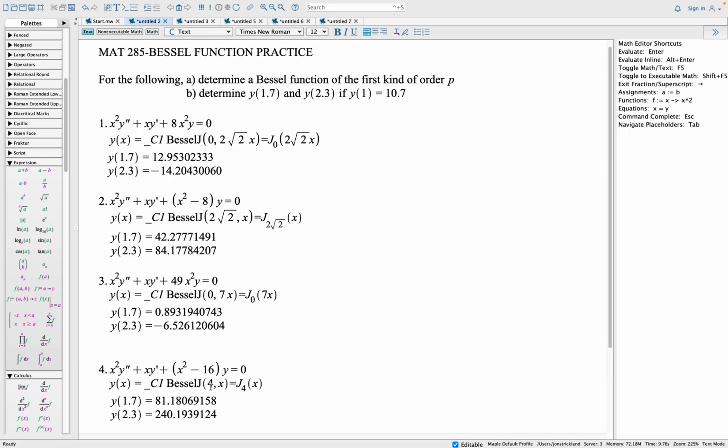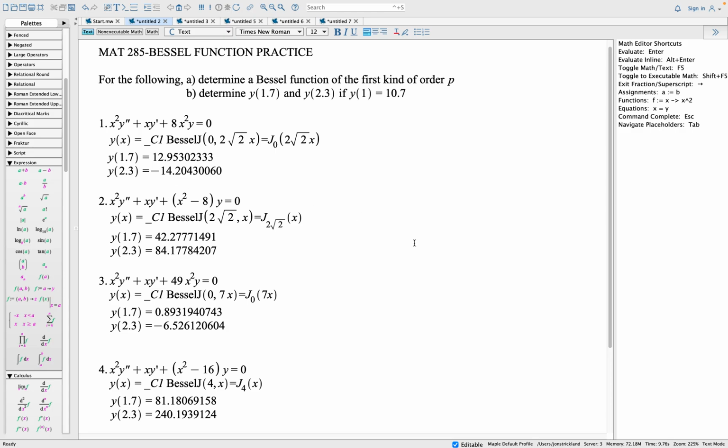So all in all, for the first equation, we have in the general solution, limiting it just to the first kind of order p, y of x equal to the Bessel function of the first kind where the order is 0, and we have 2 times the square root of 2 times x, or 2x times the square root of 2. On the basis that y of 1 is equal to 10.7, we end up with y of 1.7 at about 12.95, and y of 2.3 is negative 14.2 roughly.